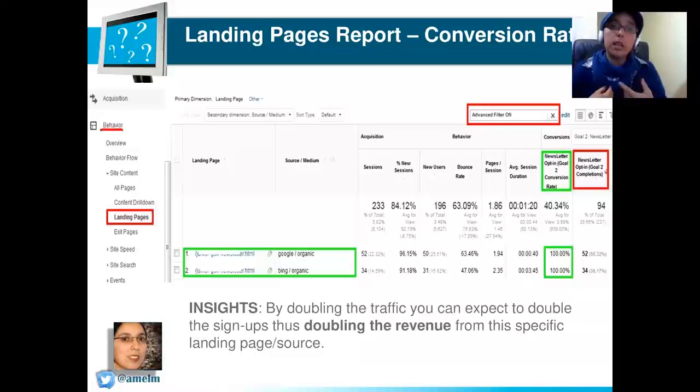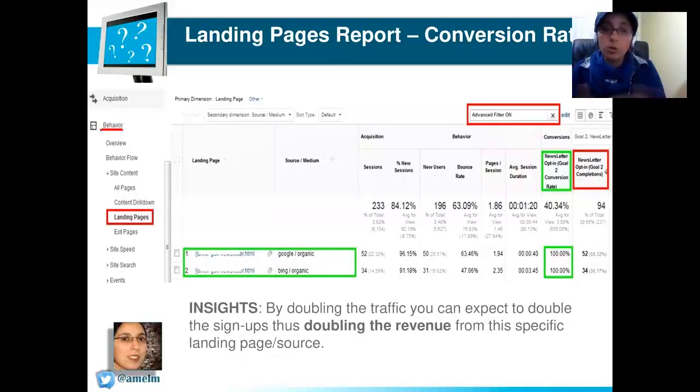If I know that if I send the traffic to my landing page and 100% of them convert, well, if I double the traffic, I can actually expect to double the signups. That's the cool thing about the analytics. You can actually make assumptions, and then you can build a strategy, and then the strategy and the results will actually confirm your assumption.